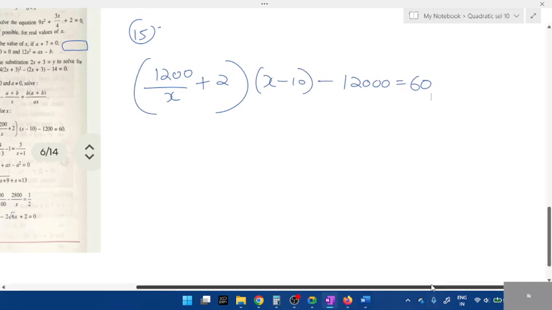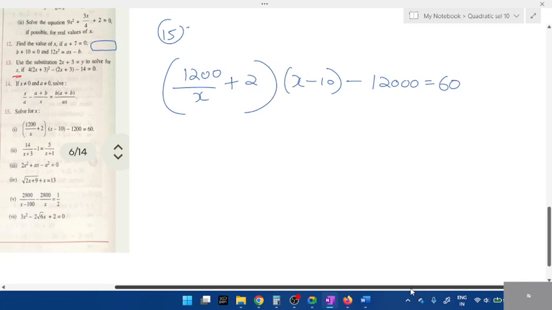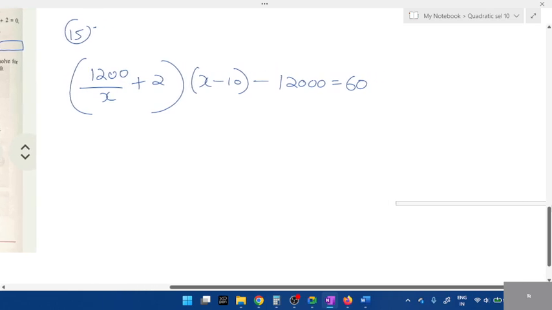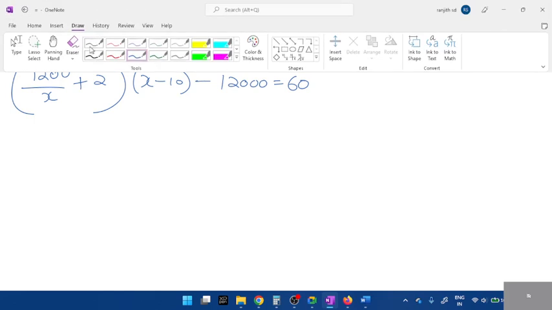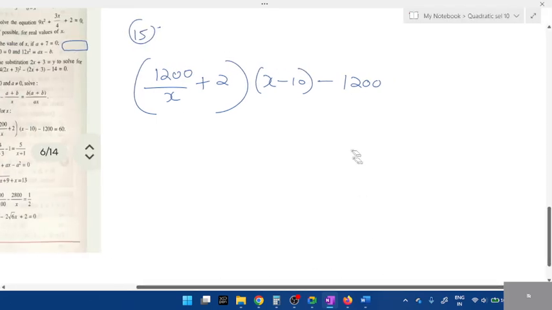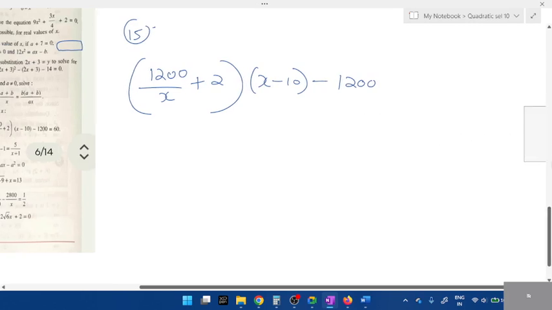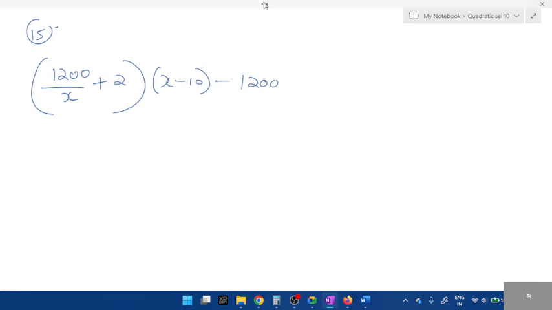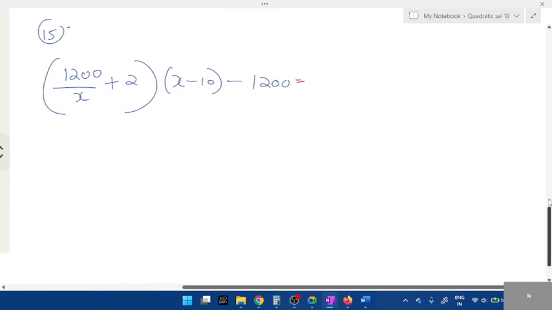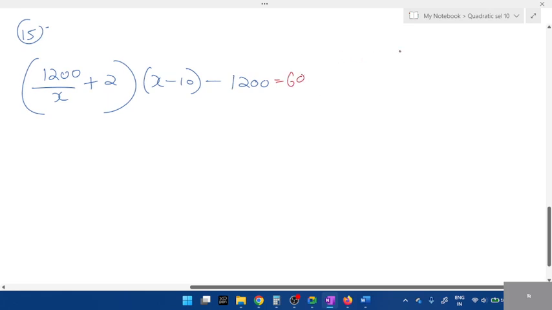Okay, this is the question. So these are advanced concepts, students. Advanced questions are advanced, but the method is the same. First thing, what's the general equation? Whenever you get a quadratic equation, first, what's the general equation?